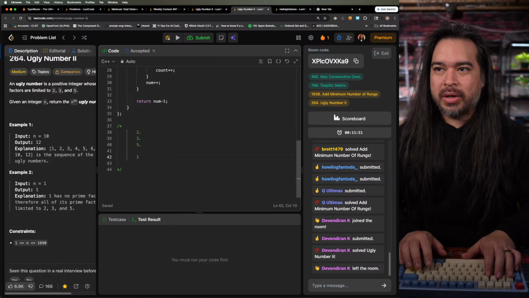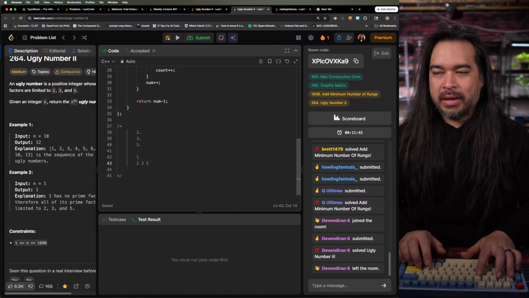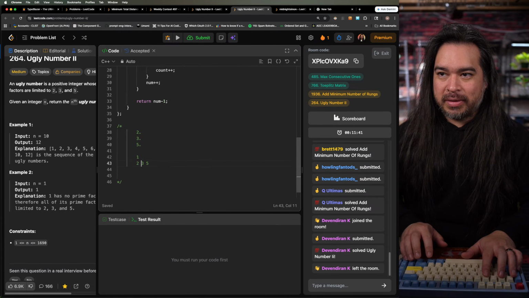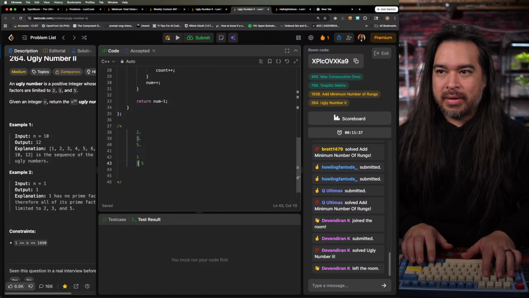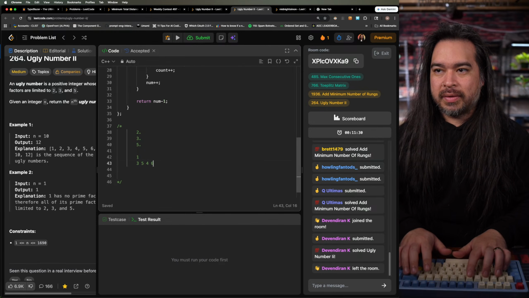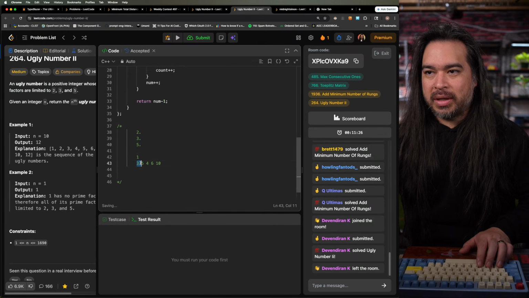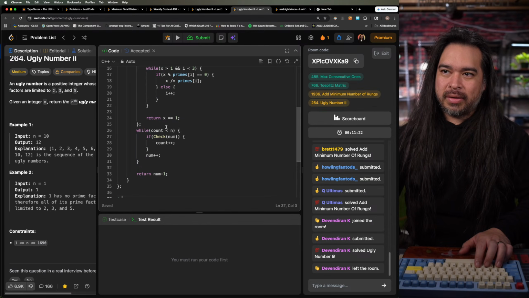So maybe 1 is in there first, and then you pop that, then you add 2, 3, 5. Then 2 is gonna pop out, then it gets added. Let me say that gets popped, and then now we add 4, 6, 10, and then 3 gets popped, and then you add those, right? That's crazy.